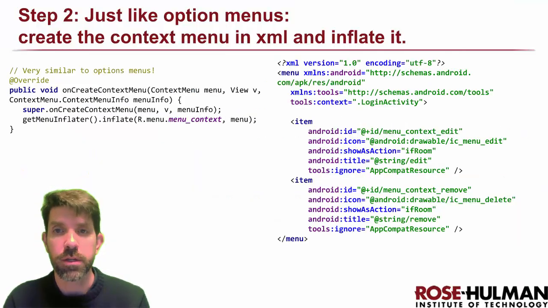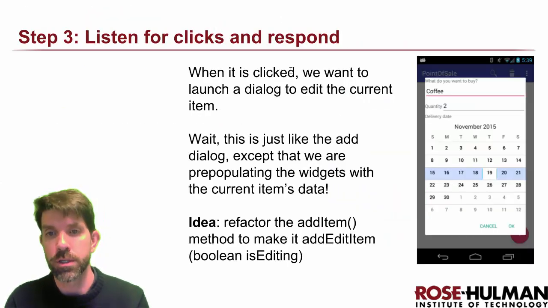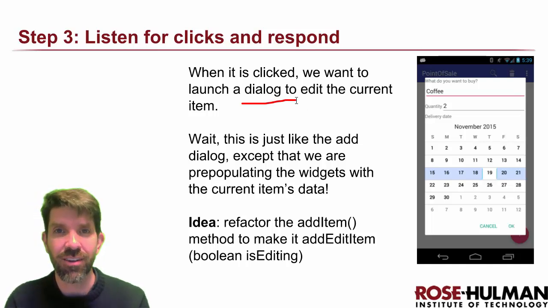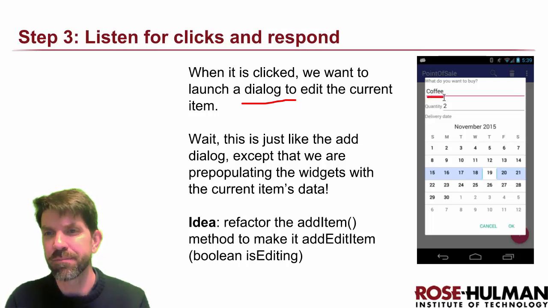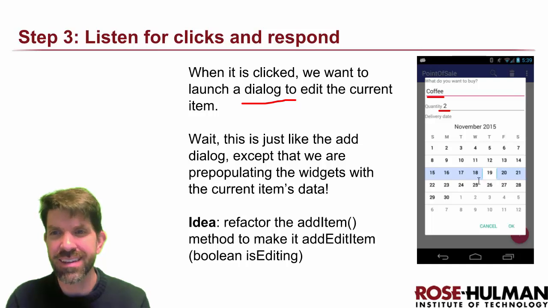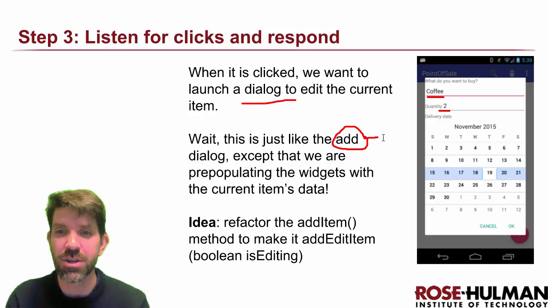So how do we respond? Say we have an edit option right now. What if they click it? All right, what do we want to do? Basically it's pretty straightforward. We just want to launch a dialog to edit the current item, right? And if we look at what you would want to do to edit, you'd want to allow them to change the name and change the quantity and change the date. And you realize that this is really the same thing as the add dialog, right? There's almost no difference.